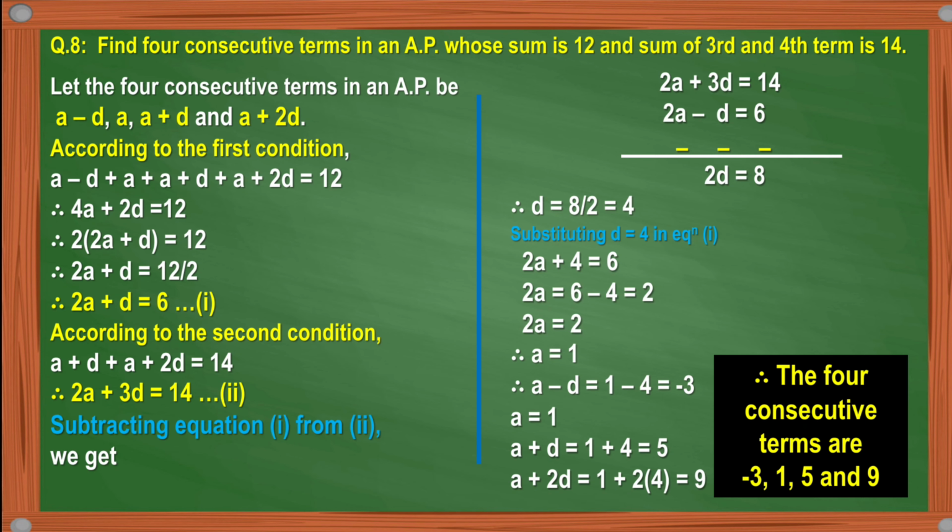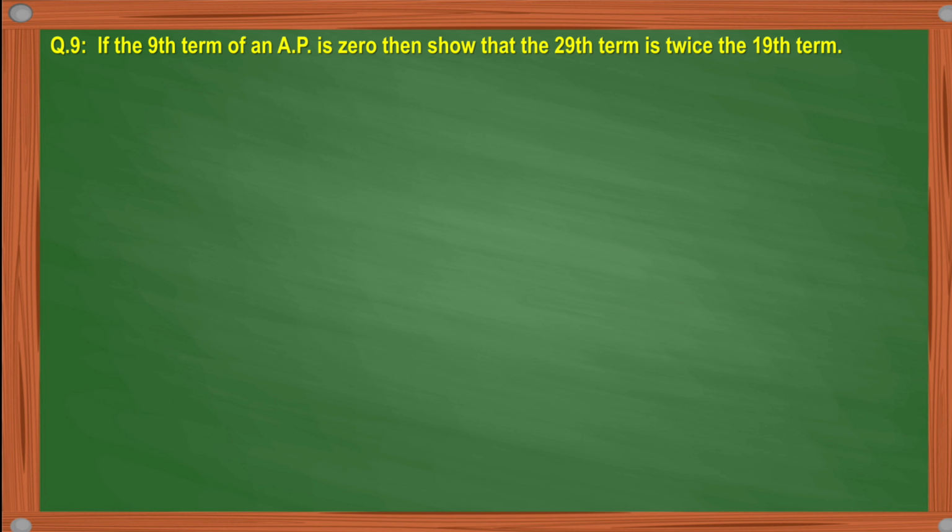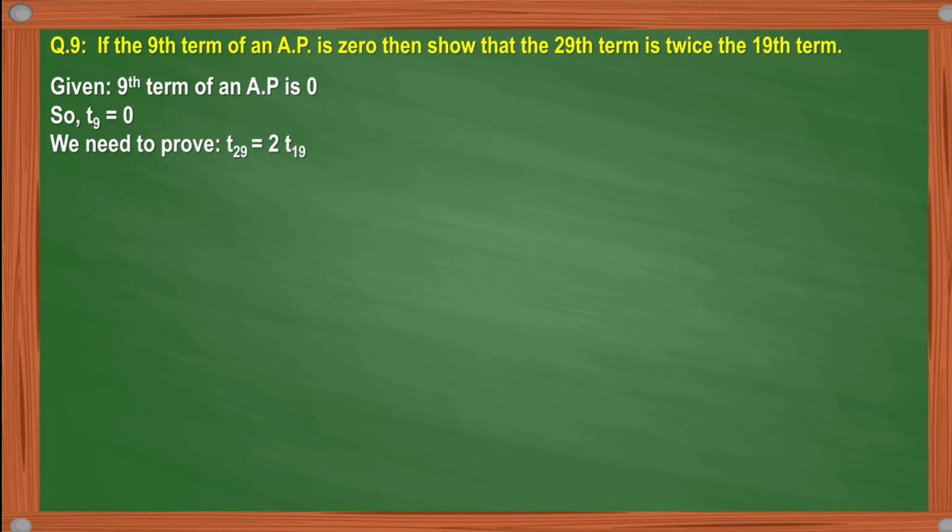Now let us see the last question. If the ninth term of an AP is 0, meaning T9 equals 0, then show that the 29th term is twice the 19th term, which means we have to prove T29 equals 2 multiplied by T19. So T9 equals 0, and we need to prove T29 equals 2 multiplied by T19.